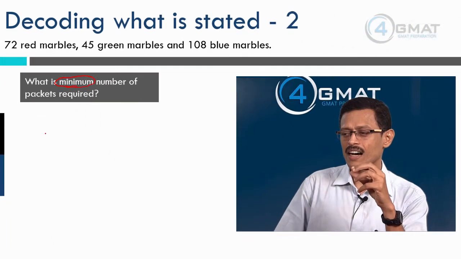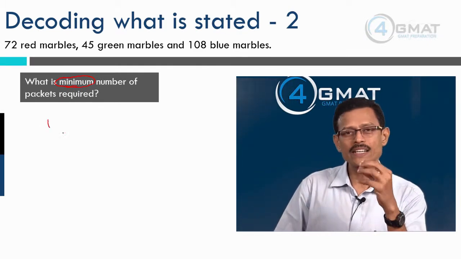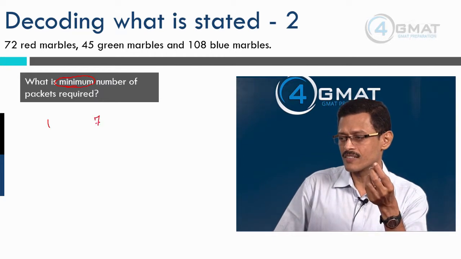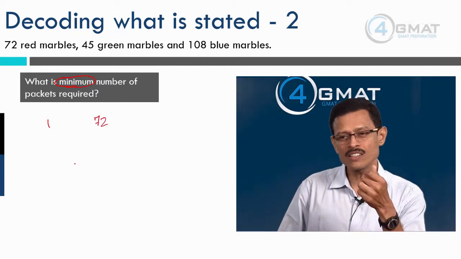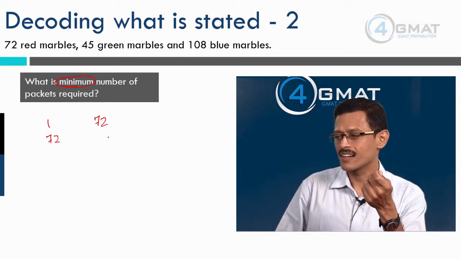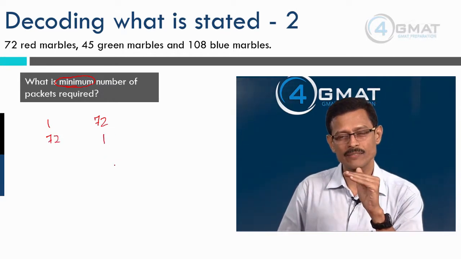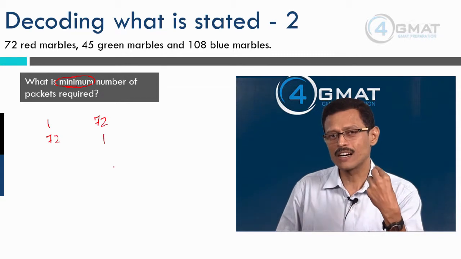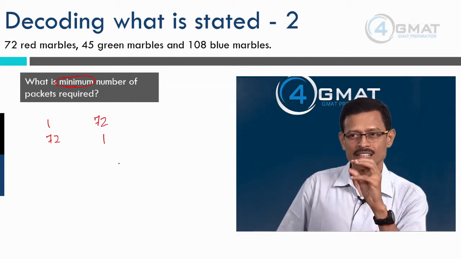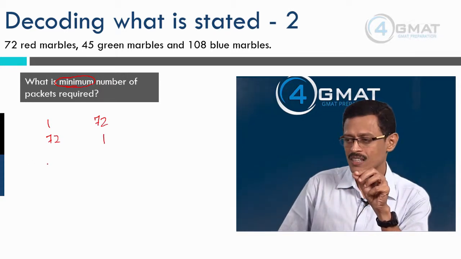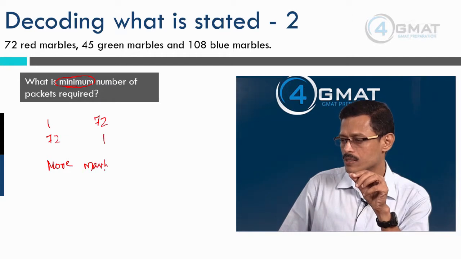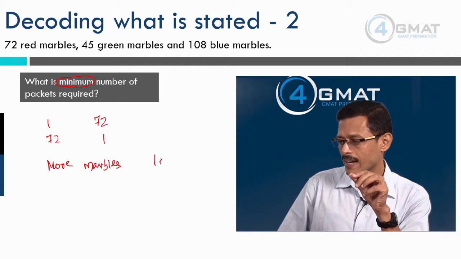Let's say I put one marble into each packet. There are 72 red marbles, so I'll essentially get 72 packets out of it. But conversely, if I put 72 marbles into one packet, I'll get one packet. So the higher the number of marbles in each packet, the lesser the number of packets that we'll get. So that idea is captured. What we have is more marbles in each packet, fewer packets, right?